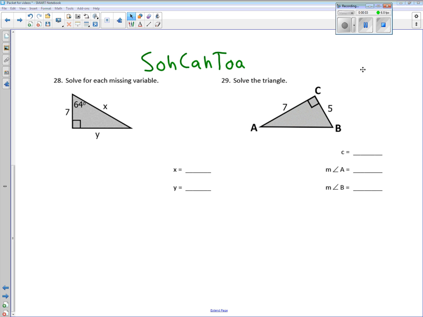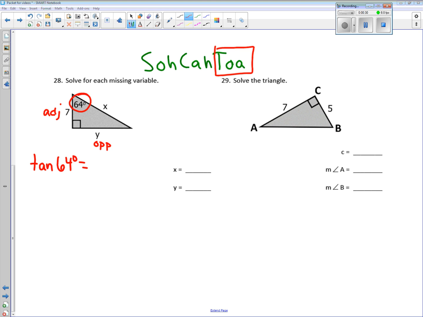Okay, for 28, we're going to use a little trigonometry to solve this triangle. All right, so what we have, if this is our reference angle, that would make y the opposite side, and 7 the adjacent leg. So we have adjacent leg, opposite leg. So we're going to look at our SOHCAHTOA, and the function that uses opposite and adjacent would be tangent. So this is going to be a tangent problem.